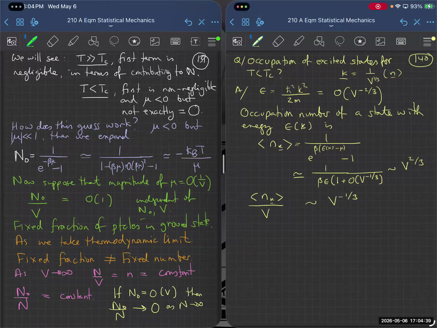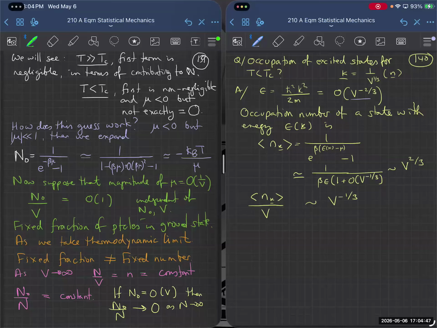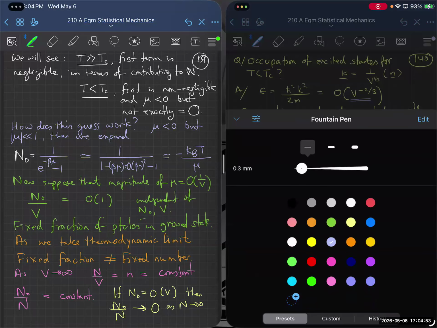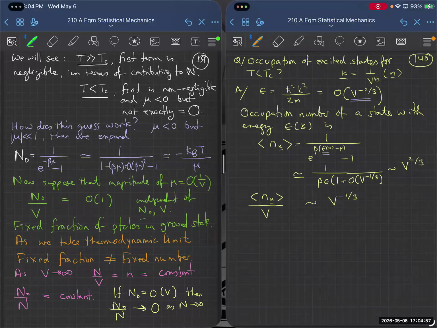Okay, so let me just go through exactly what I did just to be sure. So we know that epsilon itself scales as V to the minus 2/3. That is the epsilon that is in here. On the other hand, we know that mu that is in here scales as V to the minus 1.